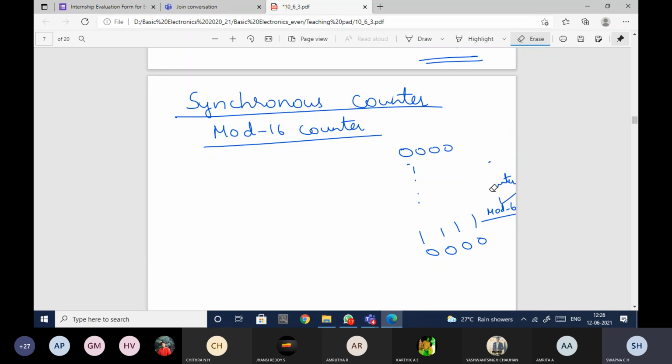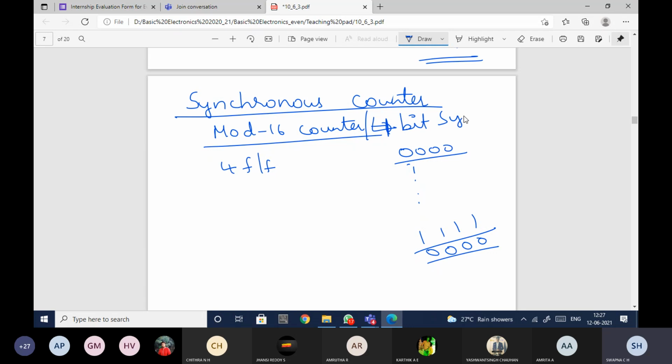Coming to synchronous counters, as I've already mentioned, all the clock pulses are given together. Here I need 4 bits to count the 16 states, so I need 4 flip-flops. In the exam, they may ask the question as a mod 16 counter, or they may ask as a 4-bit synchronous counter. Either way they can ask you the question. They may give mod 16 synchronous counter or 4-bit synchronous counter.